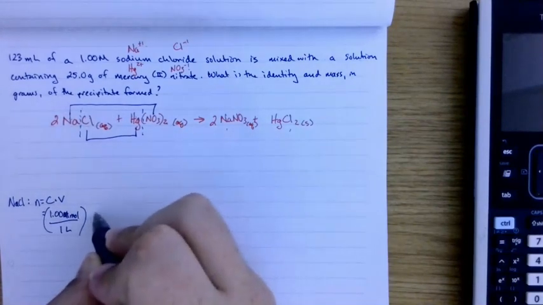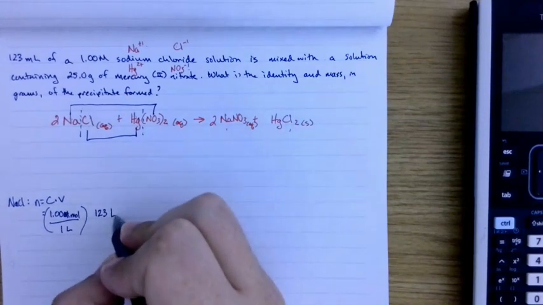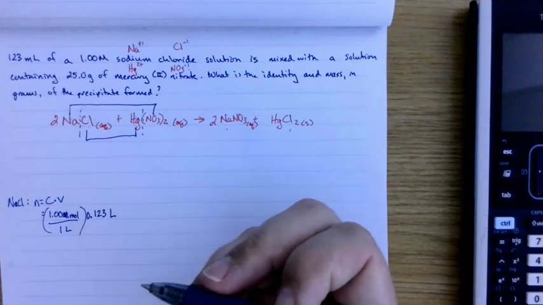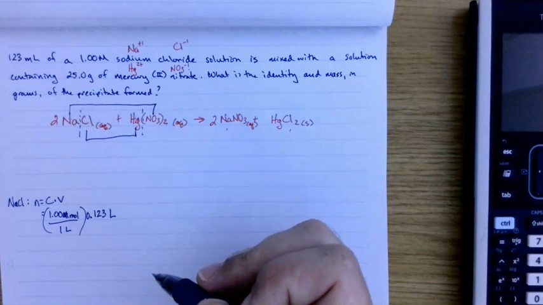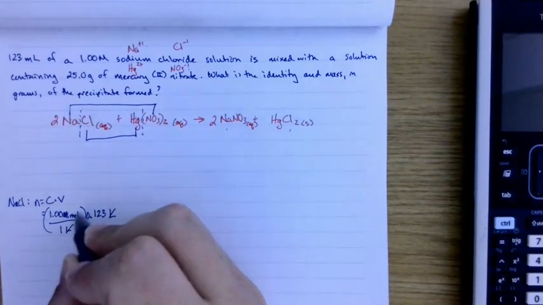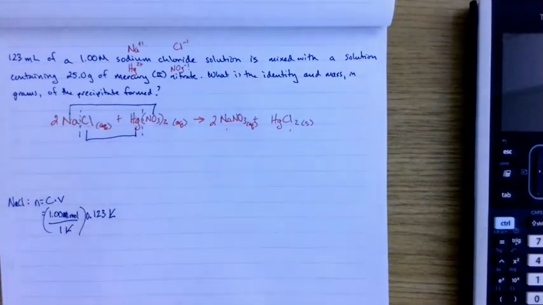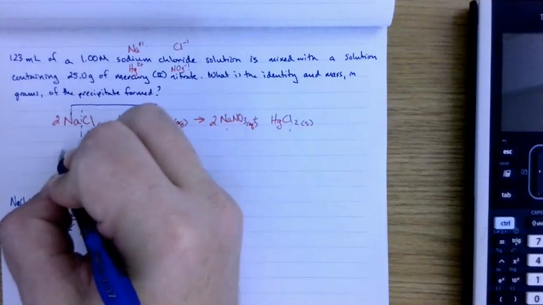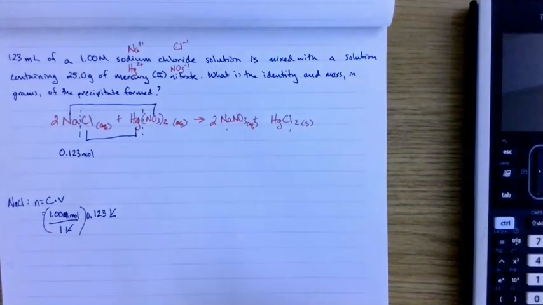And our volume is 123 milliliters. We want this in liters, so it's 0.123. To get from milliliters to liters, just move your decimal place 3 places to the left. Okay, so that cancels out liters, and we can see that we do end up with moles here, and that is perfect. That's what we want. So 1 times 0.123. We have 0.123 moles of sodium chloride.